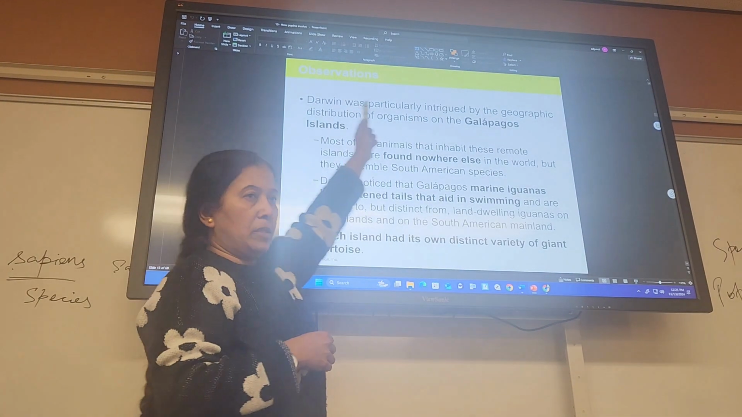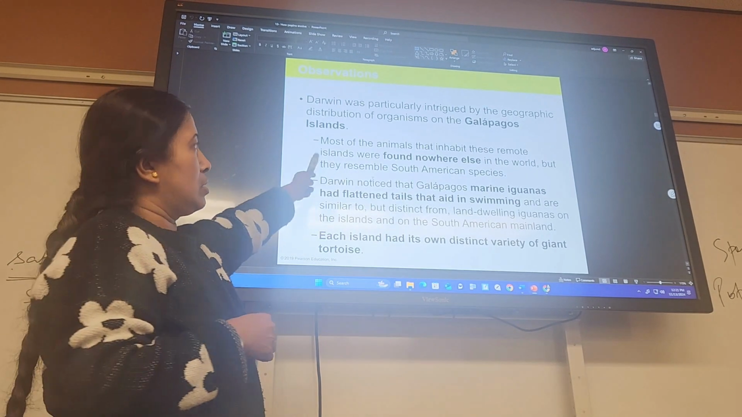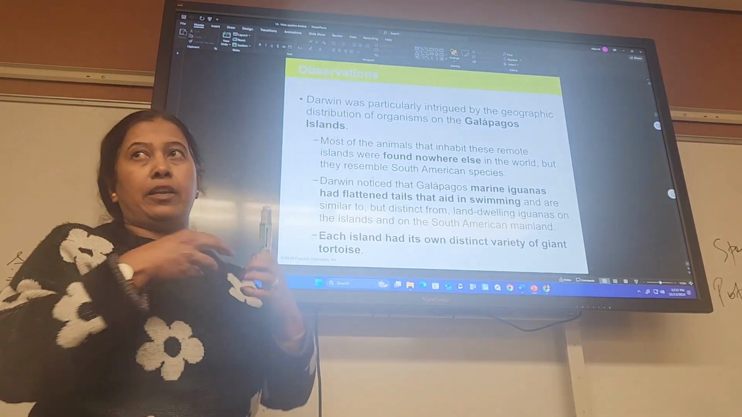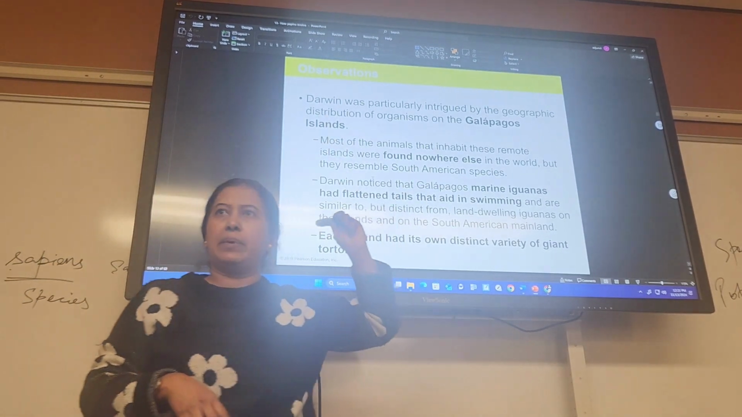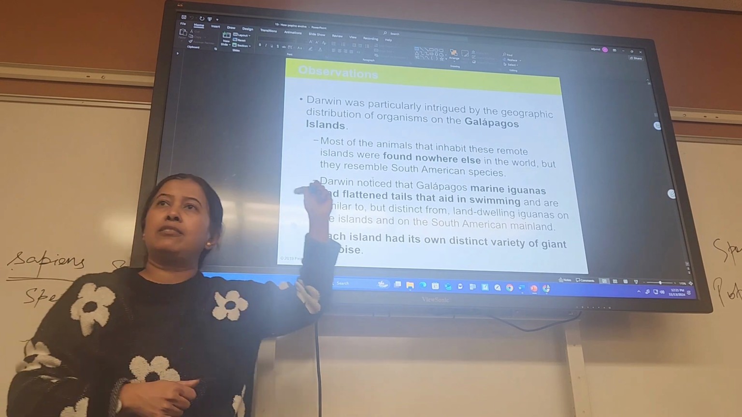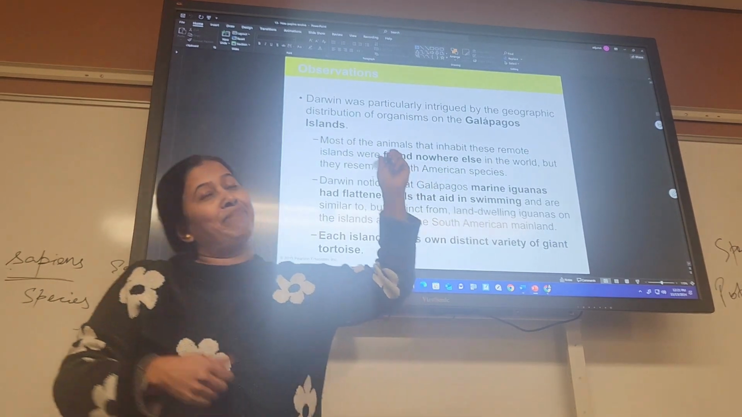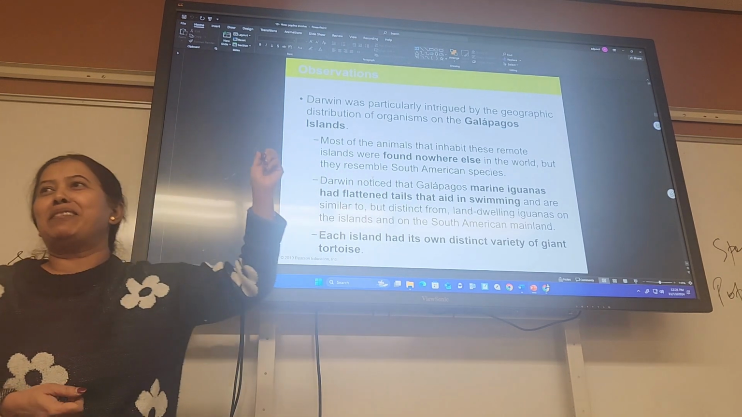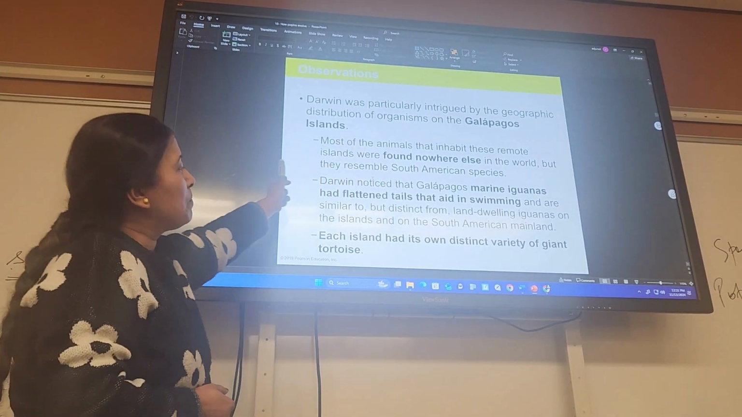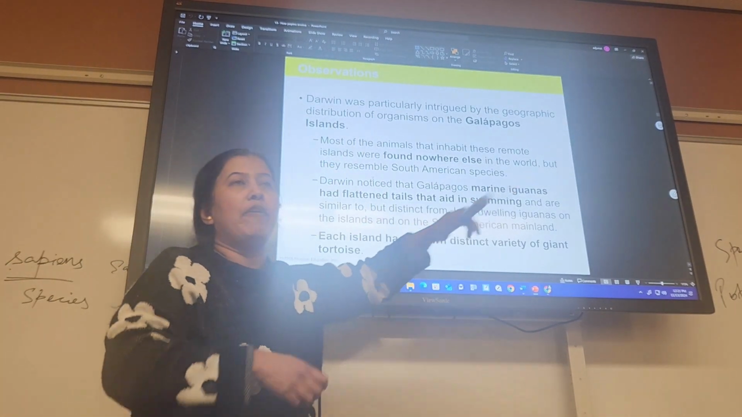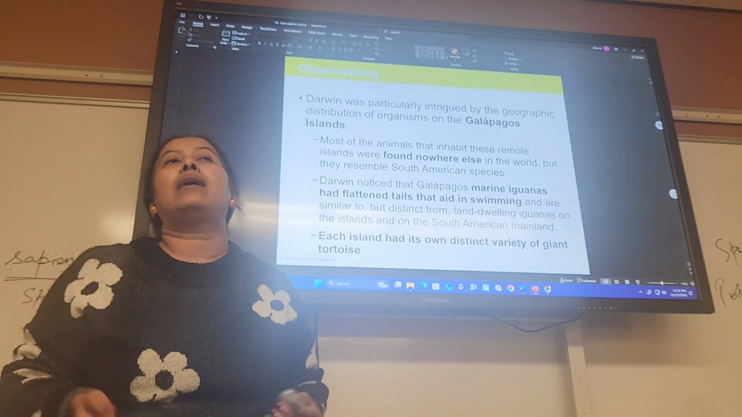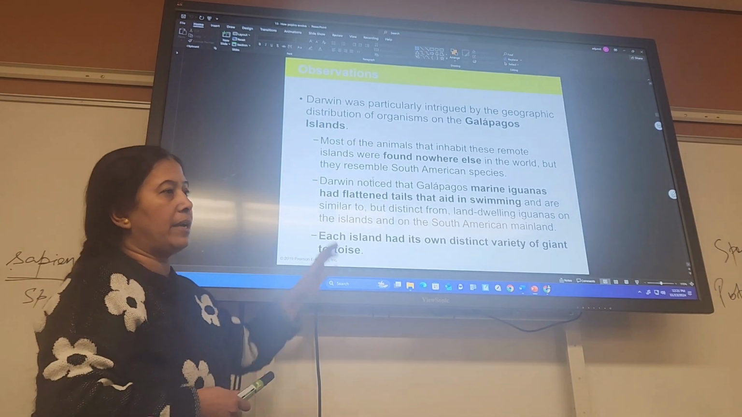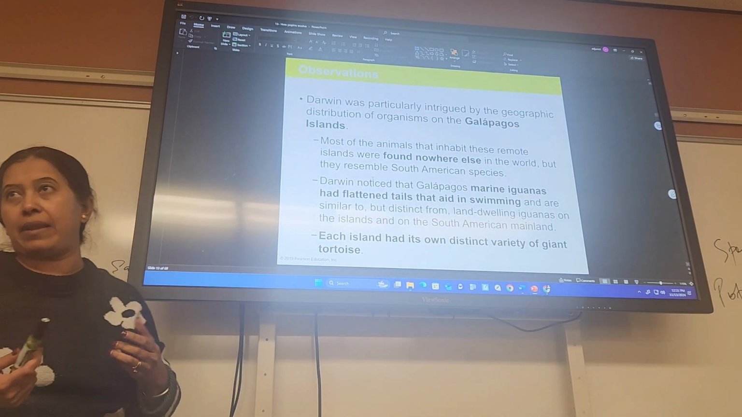So one of the most important places that he studied was called the Galapagos Islands. They are a group of islands. Have you heard of this name, Galapagos? One of the most expensive places to visit, a tourist attraction. It has been on my bucket list for a long time, but it's too expensive, right? So in the Galapagos Islands, he found some very different kinds of species that he did not find anywhere else.